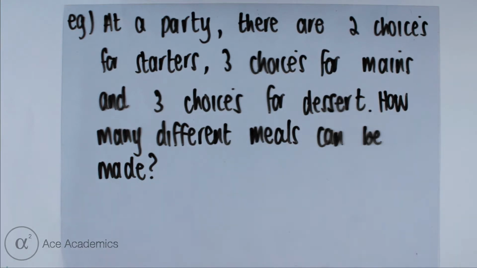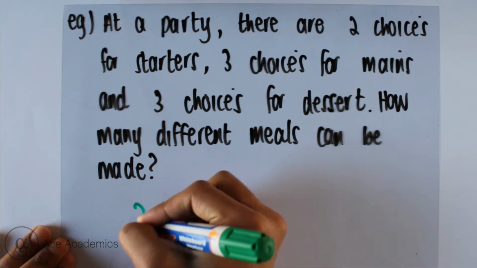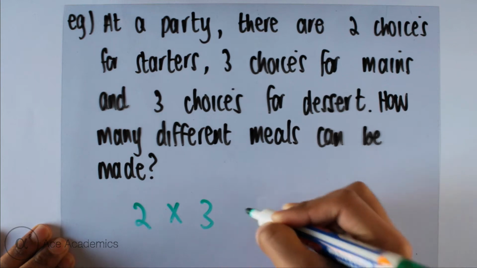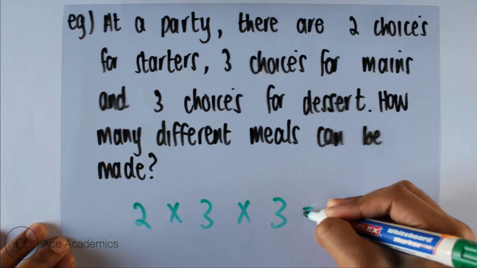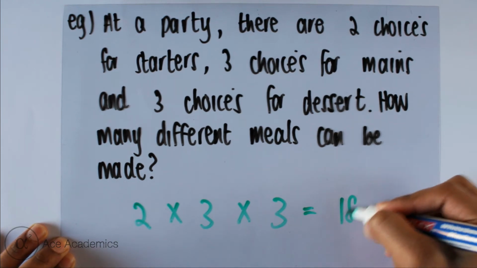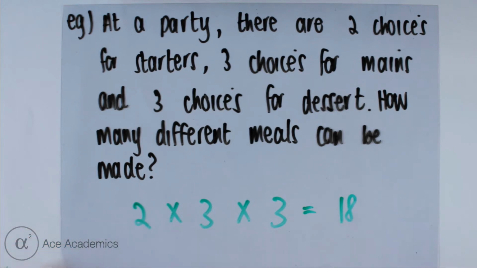The example reads, at a party there are 2 choices for starters, 3 choices for mains, and 3 choices for dessert. How many different meals can be made? Now, using the point we discussed in the previous slide, the number of meals is simply 2 multiplied by 3 multiplied by 3, as there are 2 choices for starters, 3 choices for mains, and 3 choices for dessert. So there's a total of 18 different meals that can be made by the guests.